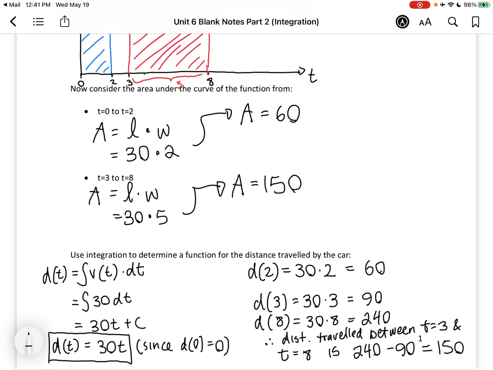But that also is the same as the area under the curve of velocity, which was the derivative of distance, between time equals 3 and time equals 8. Okay, so I just want you to notice that. Keep that in the back of your mind, or maybe at the front of your mind, for a little bit, and we're going to do another example.